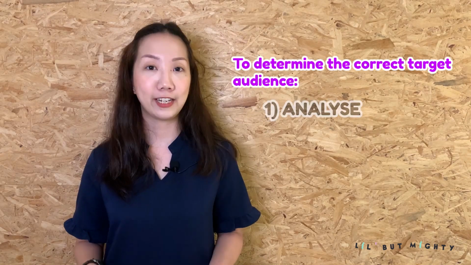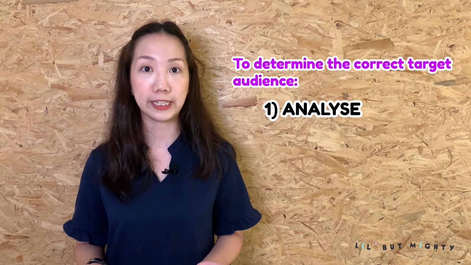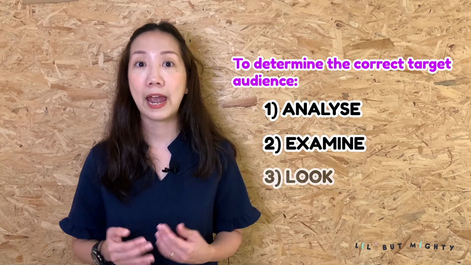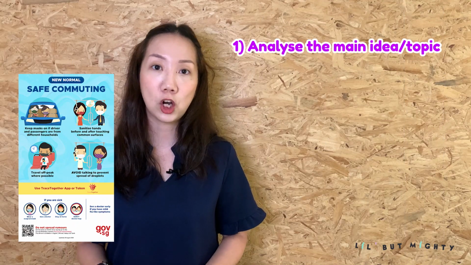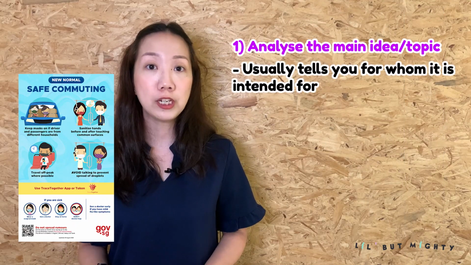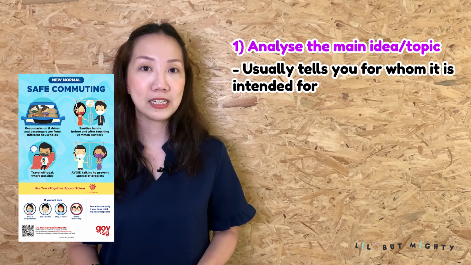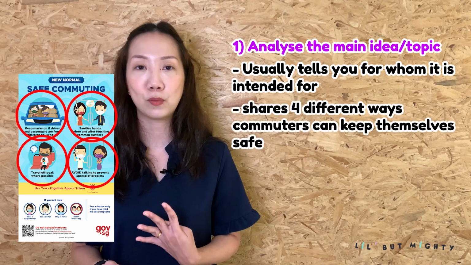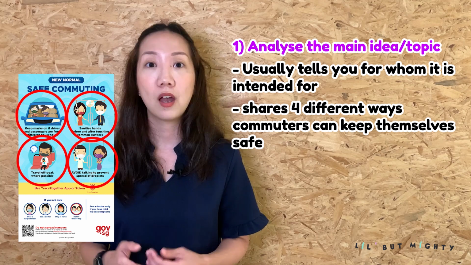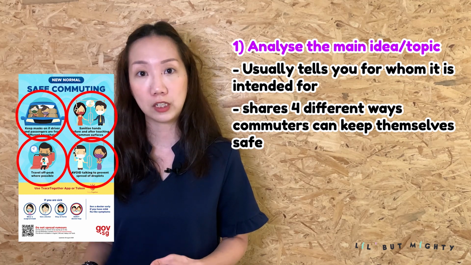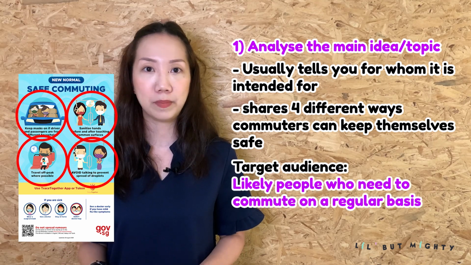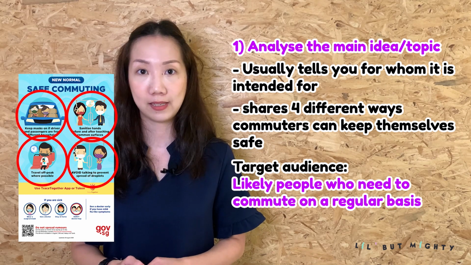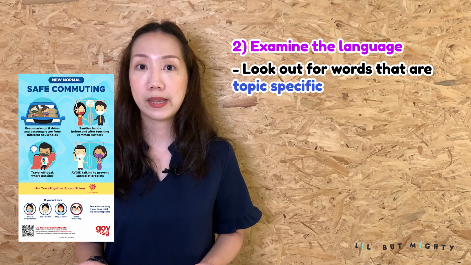These include analyzing the main idea or topic presented in the text, examining the language used, and looking at the pictures carefully. Let's try and apply these steps to the poster we saw earlier in the video. Firstly, the main idea or topic presented in the text will usually tell you who it is intended for. Since the poster shares 4 different ways in which commuters can keep themselves safe, whether they are traveling in their own private vehicle or public transport, the target audience for this poster is highly likely people who need to commute on a regular basis.